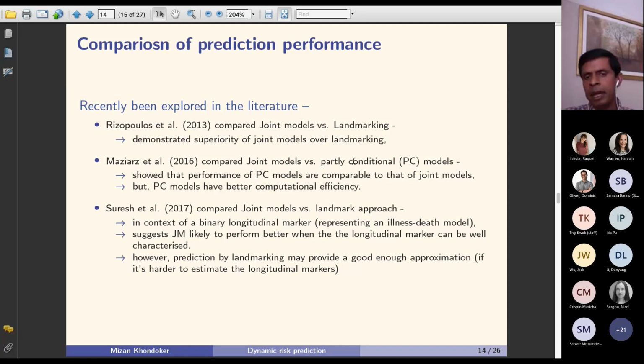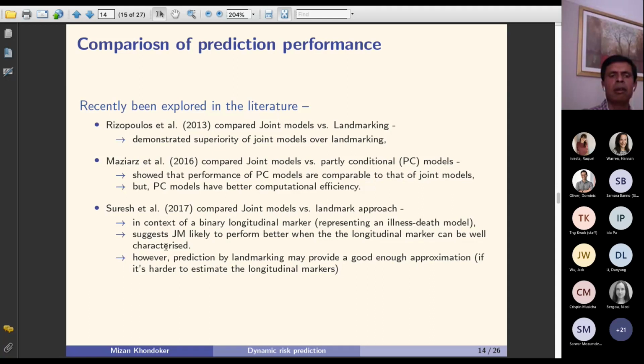So again, this joint model is the most extensive and computationally most difficult to compute, because it's very time consuming. And Suresh et al. 2017 compared joint model and landmarking approach in the context of a binary longitudinal marker representing the illness state model, and suggests that JM is likely to perform better when the longitudinal marker can be well characterized.